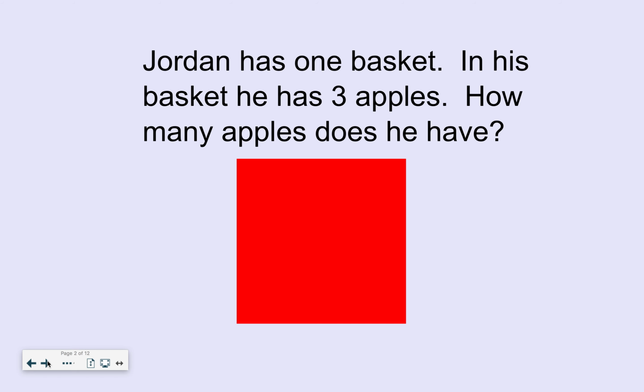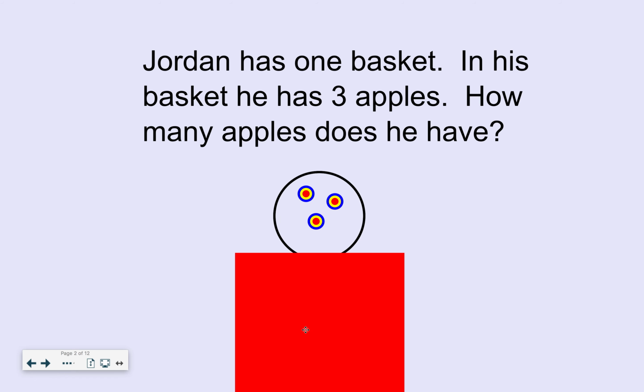So let's use context. Let's use a story problem to help us think about ones. Jordan has one basket. In his basket, he has 3 apples. How many apples does he have? So what this is really showing is, here's Jordan's one basket. There are 3 apples in his basket. So he has a total of 3.